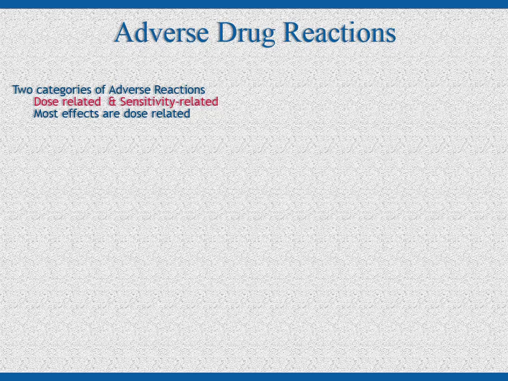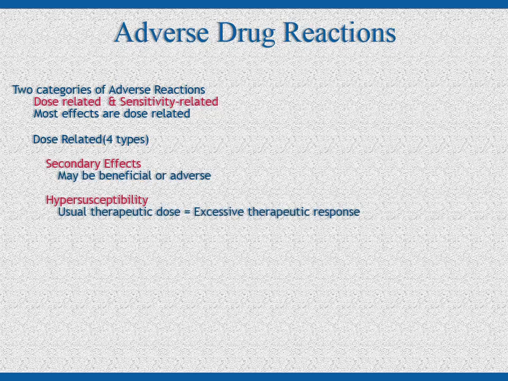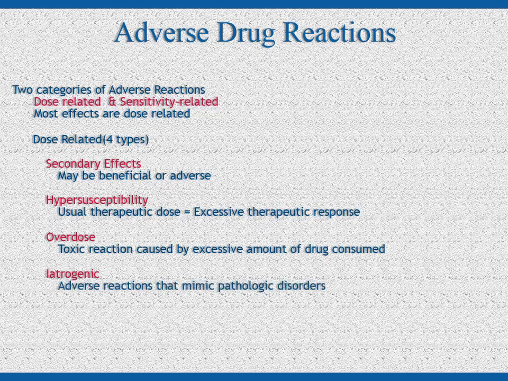Most reactions are a result of known pharmacological effects of the drug and are usually dose-related. Let's look at the 4 types of dose-related reactions: secondary effects, hypersusceptibility, overdose, and iatrogenic effects, which are caused by a medical examination or treatment.